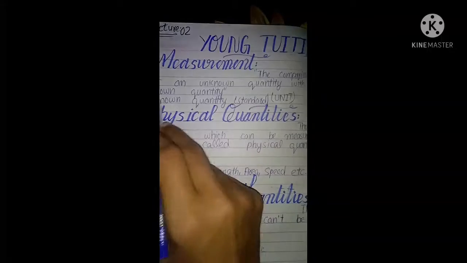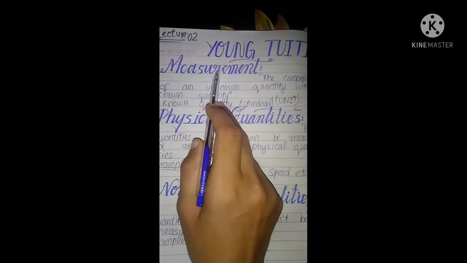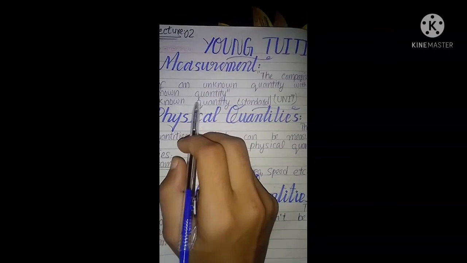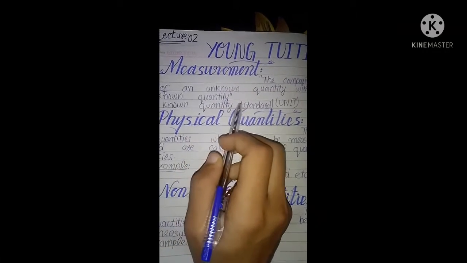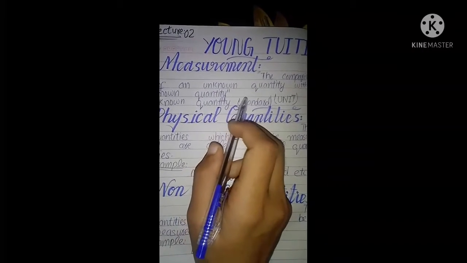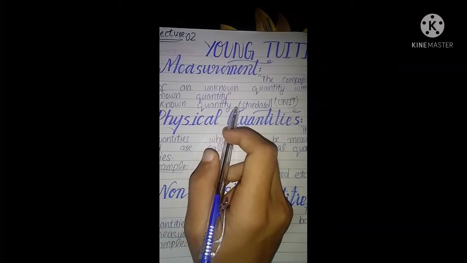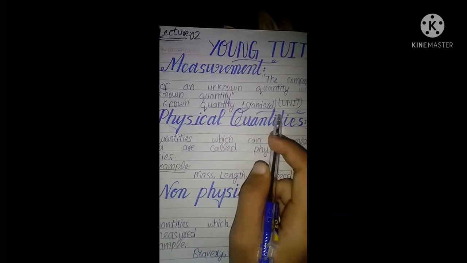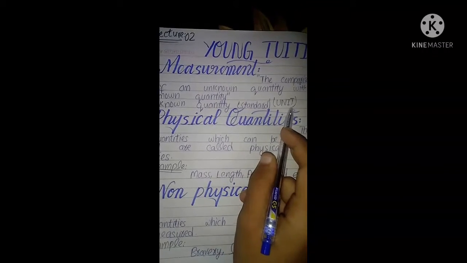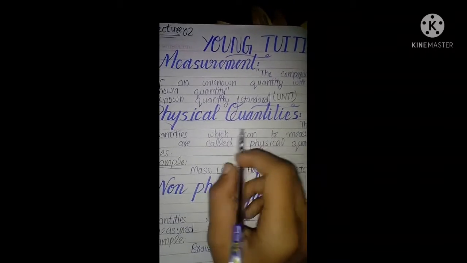The comparison of an unknown quantity with a known quantity is called measurement. And the known quantity, which means standard, is the unit. A unit is a quantity which is standard and with which other quantities are compared.